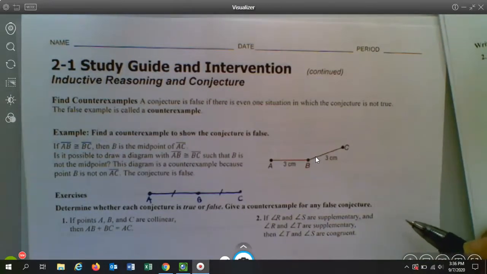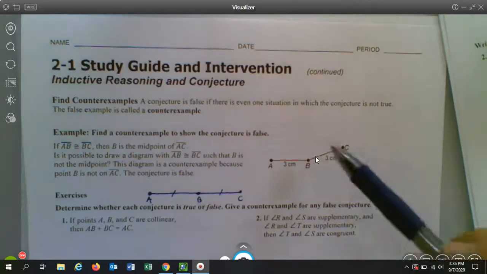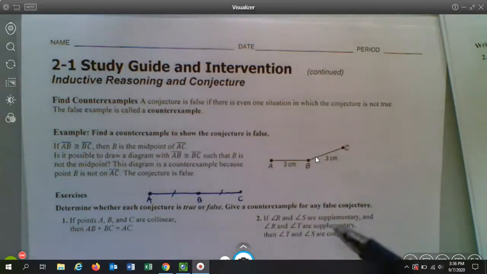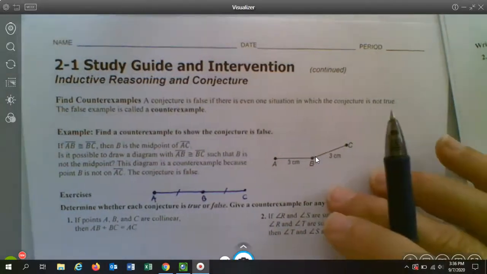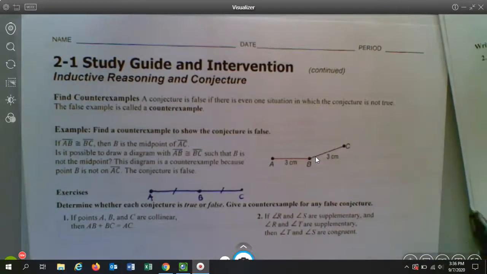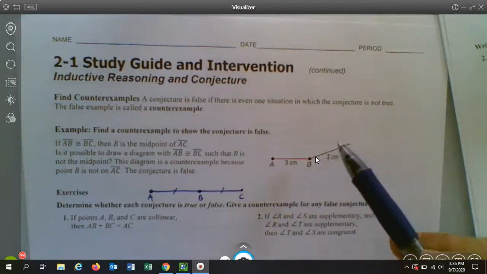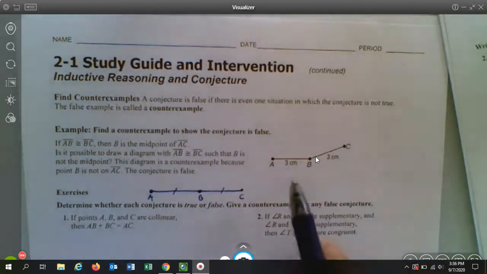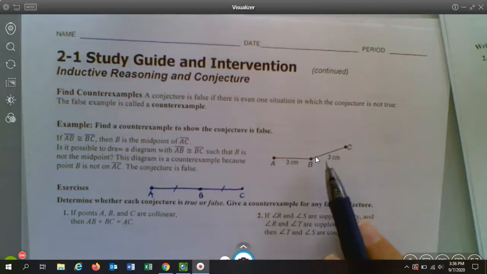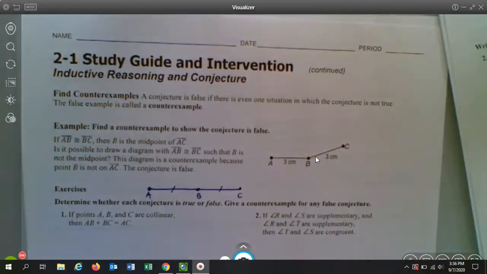That's certainly a possibility, but is there anything that could prove that to be a false conjecture? Does B have to be the midpoint of AC? So here's the drawing over here. This is their counterexample. They're saying, yeah, ABC doesn't have to be in a straight line. So just because this was your conjecture doesn't mean that it's necessarily true, right? Because here is a counterexample. What if ABC was drawn this way and not in a straight line? AB is still congruent to BC, but B is no longer the midpoint, right?